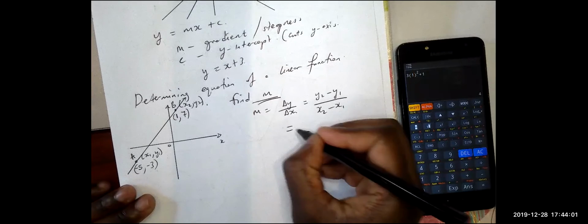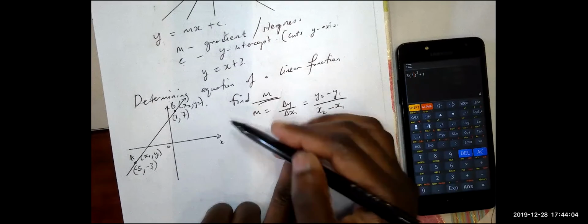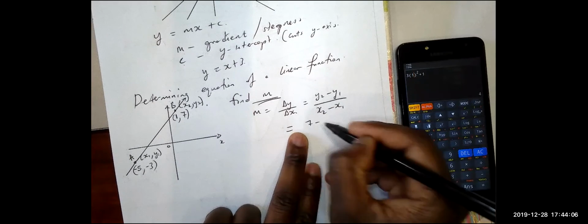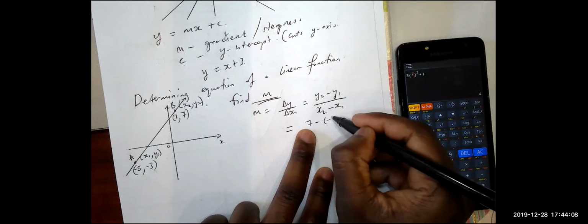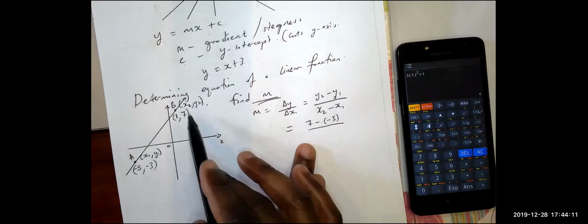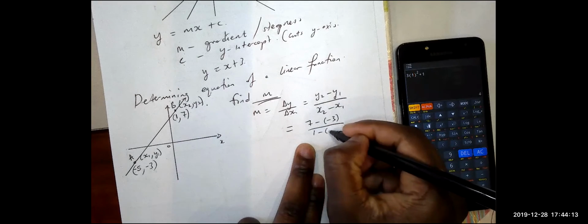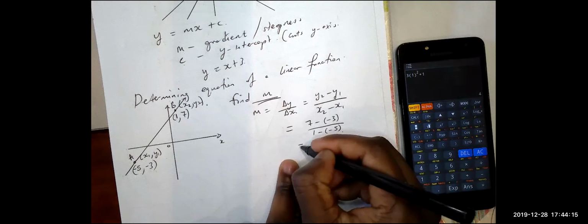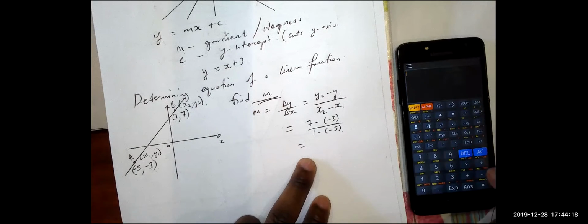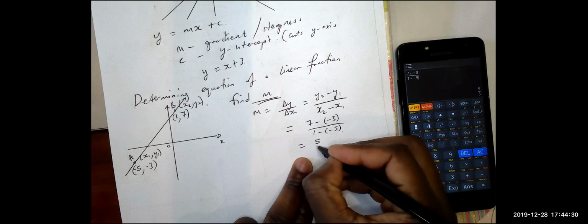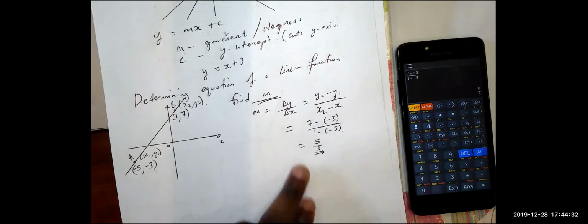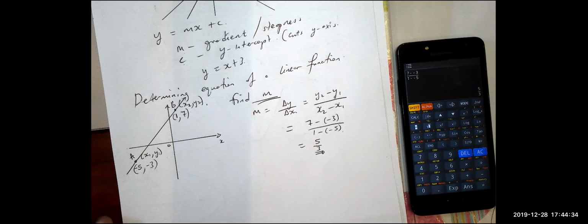Now, m in this case is going to be equal to, so y2, we say it's going to be 7, minus 3, over what do we have here? 1 minus 5. Then you want to see what you get there. So we say 7 minus 3, then 1 minus 5. What do we get? We get 5 over 3. That's our gradient. Our gradient is 5 over 3.